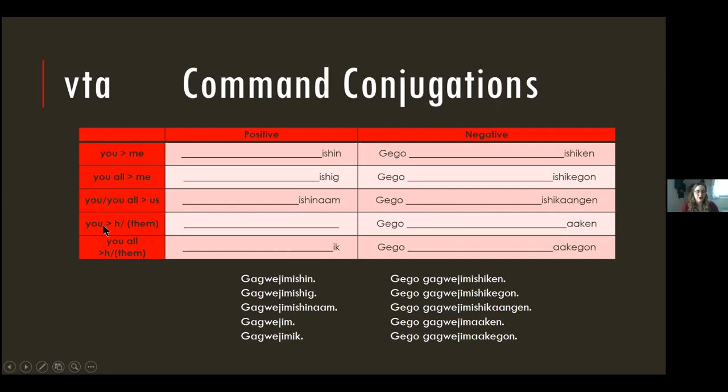So you, to him or them, it can be singular or plural based on the context of the conversation. It doesn't change with the commands. So you ask him, gagwajim. That's the basic verb in itself, so it doesn't need to change. Okay. Gego gagwajimakain. So you don't ask him. Gagwajim, I'm sorry, gego gagwajimakain.